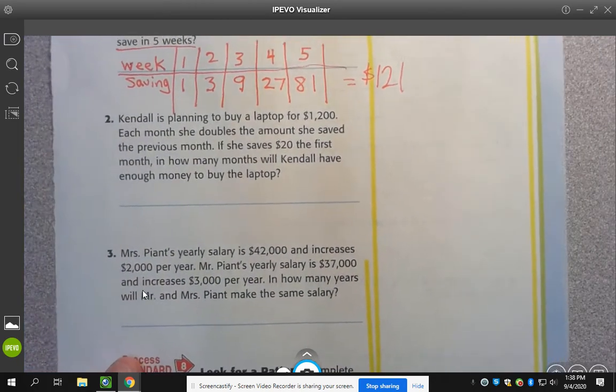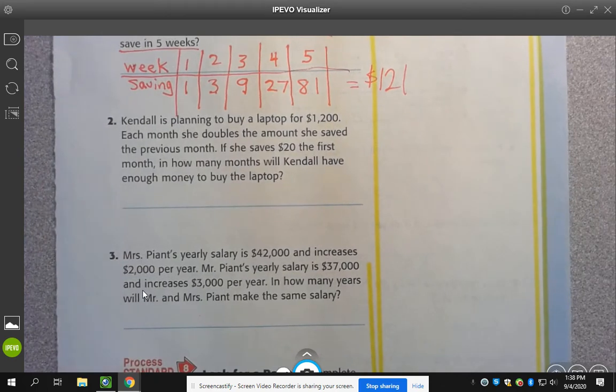All right, Kendall is planning to buy a laptop for way too much money. $1,200. Must be an iMac Pro. Each month she doubles the amount she saved the previous month. If she saves $20 the first month, in how many months will Kendall have enough money to buy a laptop? So what do we know? Emma, what do we know?